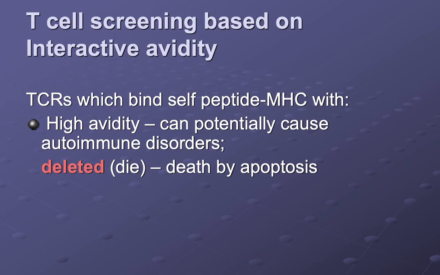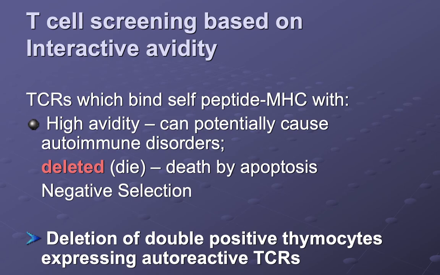And the deletion of such autoreactive TCRs, the deletion process is active, death by apoptosis. So apoptosis will be triggered in these T cells with autoreactive TCRs. They are what we call negatively selected. So negatively selected is the deletion of these double positive thymocytes expressing what we call autoreactive TCRs.